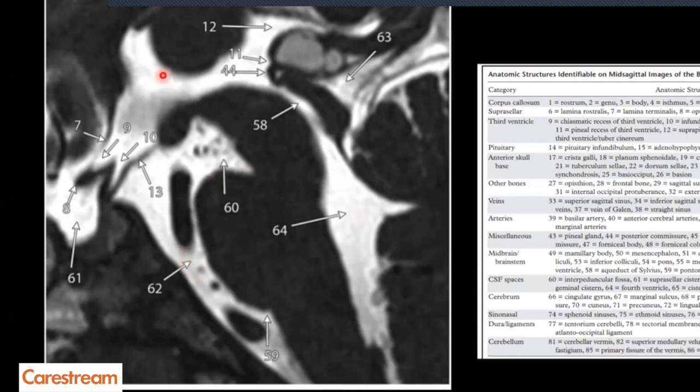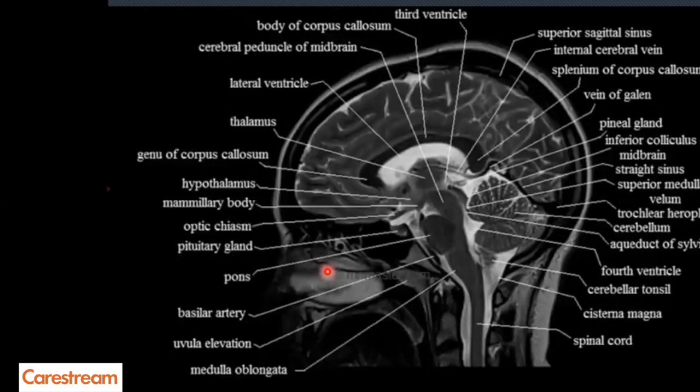These cisterns are important because when you are identifying subarachnoid hemorrhages, or leptomeningeal enhancement or cisternal enhancement in cases of meningitis, you need to mention where all the enhancement or subarachnoid hemorrhage is present. Here you can see in the region of the pineal gland there is a cyst-like structure. So this is about the CSF spaces. We are going to see in detail in the next talk as well.